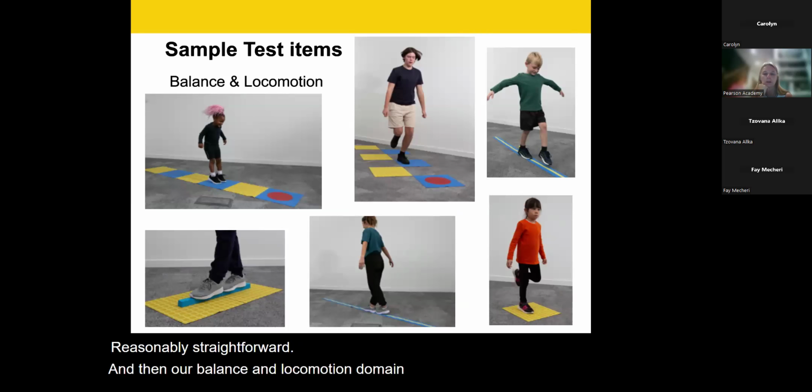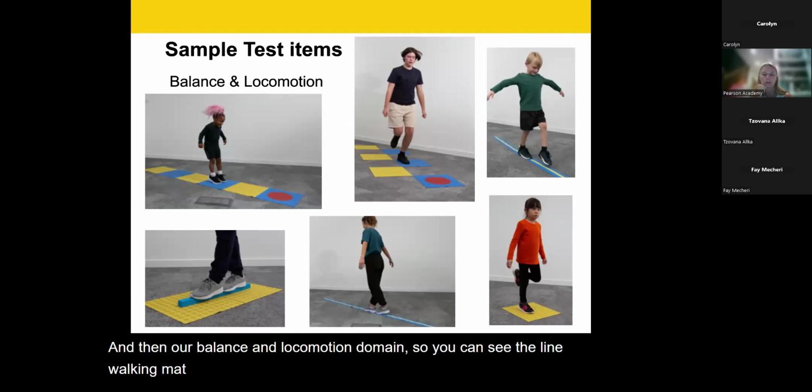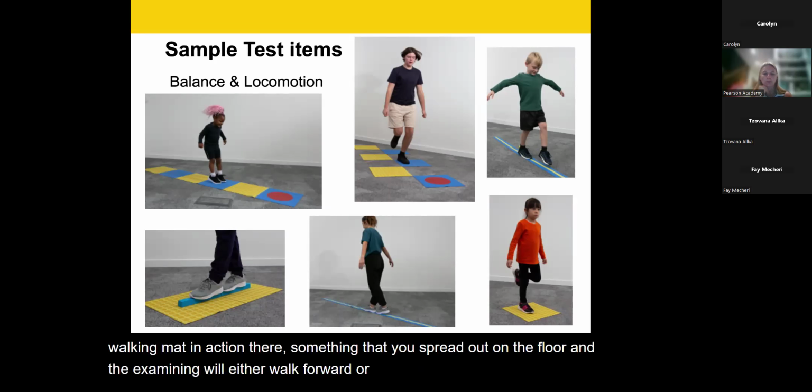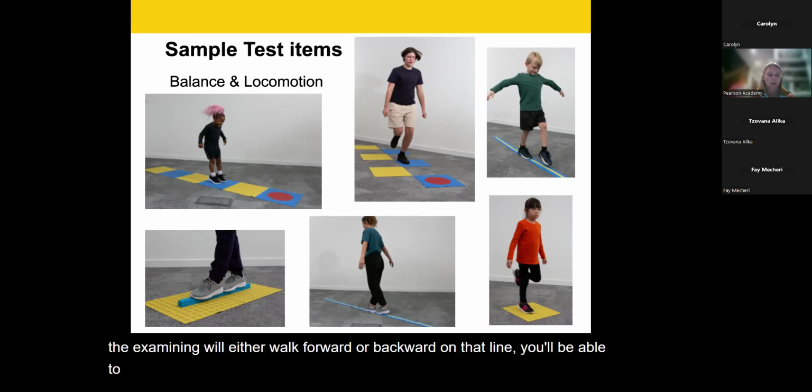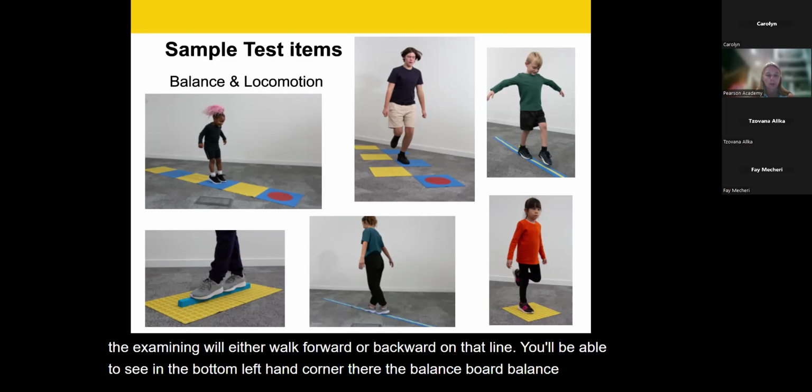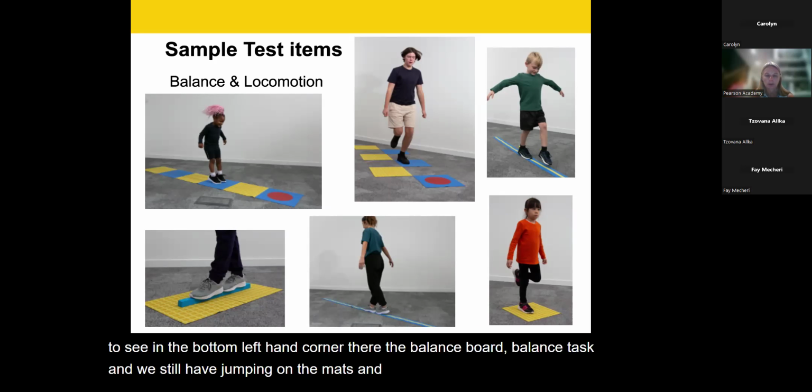And then our balance and locomotion domain. So you can see the line walking mat in action there, something that you spread out on the floor, and the examinee will either walk forward or backward on that line. You'll be able to see in the bottom left-hand corner there the balance board balance task. And we still have jumping on the mats and hopping and zigzag hopping on the mats.